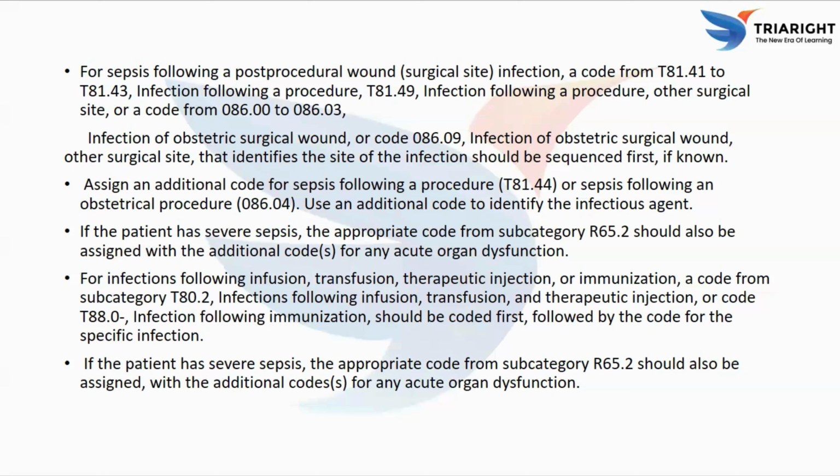So never use A41.X as a principal diagnosis for post-procedural sepsis, because the procedure is the cause, so the complication code must come first. You have to always check the documentation for causation words like due to, secondary to, caused by the procedure, post-procedure, or after surgery. So always add the organism codes and organ dysfunction codes whenever applicable.